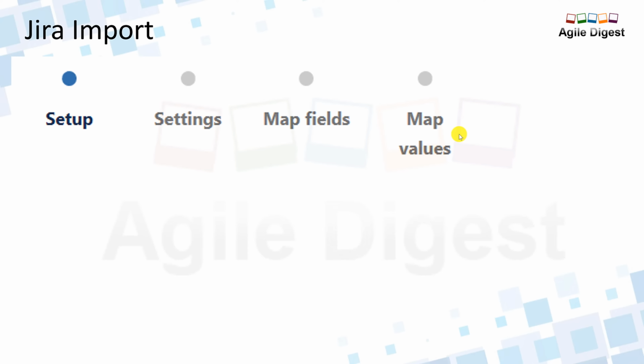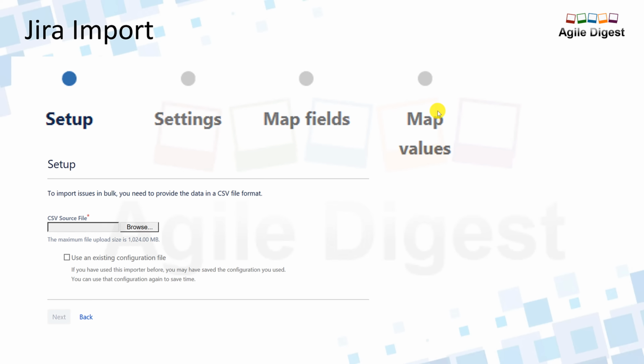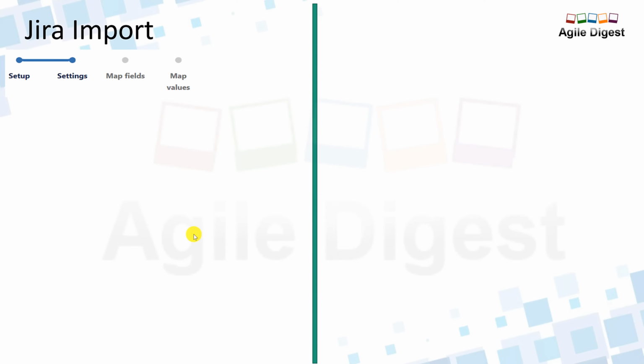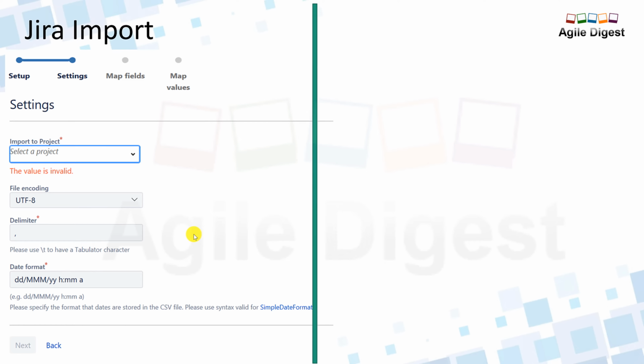So to do the Jira import, these are the 4 steps. Similarly, what we had on the bulk update, here also we have the 4 steps. We'll set up, then in the setup we'll select a file, we need a CSV file to do the import. Then we'll be doing the settings. So these are basic settings for which project you want to create it in, and these are the default sets. Let the file encoding be UTF-8, whatever is default, let it be there.